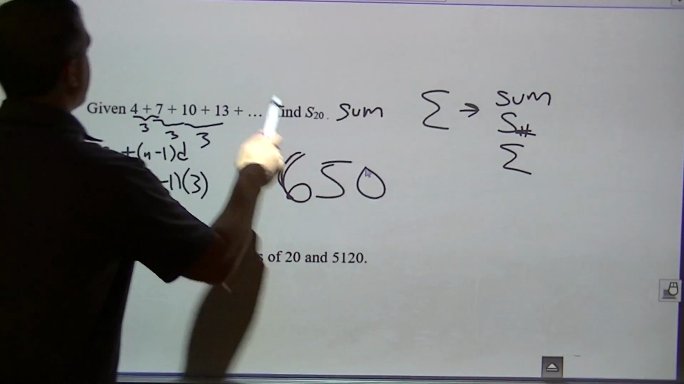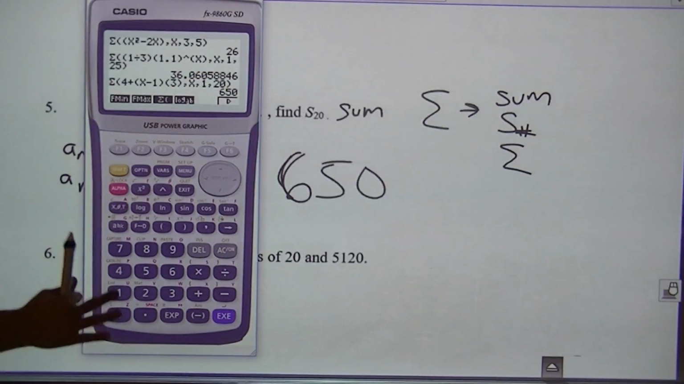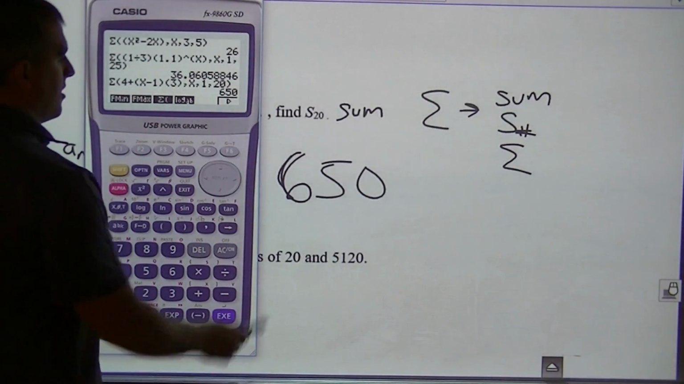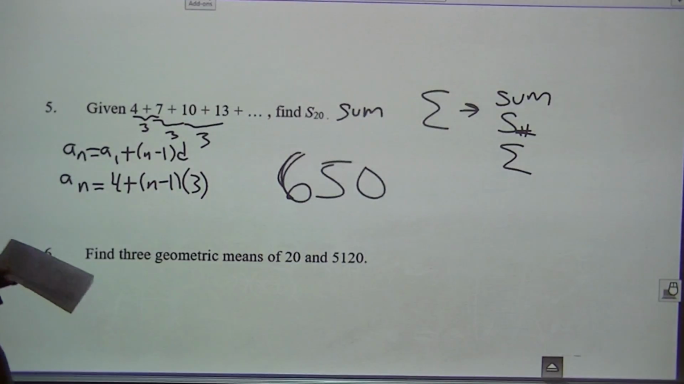I'll put that back up so you can see it. Unless they tell you otherwise, like they did in problem 3, assume that start is 1. But whatever that number is, that's where you finish. That's not relevant to us. Let's go to the next page.